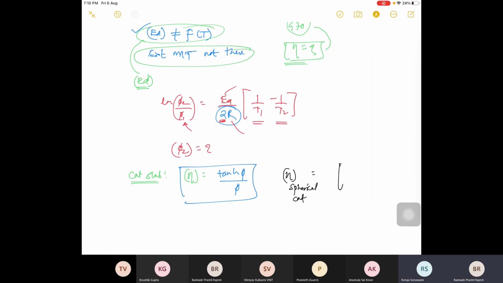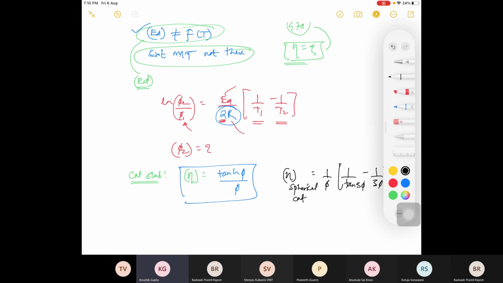It is 1 by phi into 1 by tan 3 phi minus 1 by 3 phi, right? Is it correct? Yes, sir. Okay, so you can solve for this. Now please tell me, if someone is calculating phi 2, based on that what is your effectiveness factor. I guess everyone understood what the concept is here.